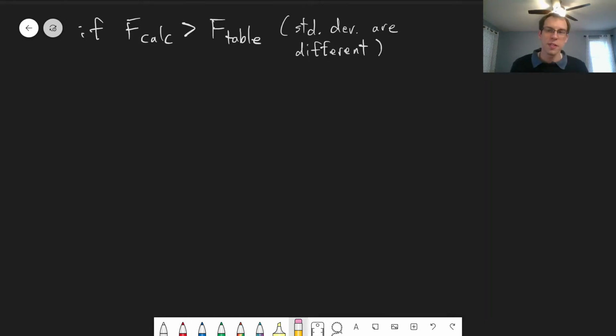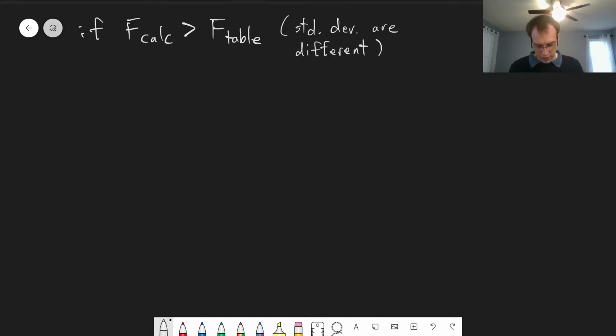The other option, of course, is that we could have a situation where fcalc is greater than ftable, where the standard deviations statistically are different from each other. Essentially, what that's saying is that one set of measurements has a very narrow distribution of values, whereas the other one has a very large one, and we can't assume they come from basically the same Gaussian curve. The Gaussian curves are different from each other.